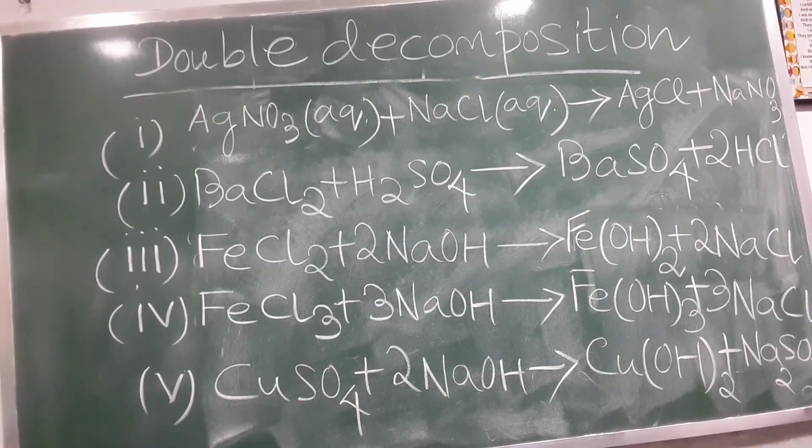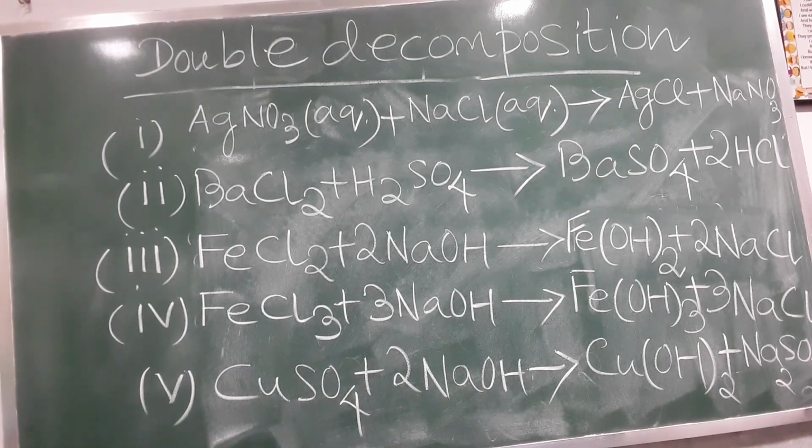Students, I have given some examples of double decomposition reaction. Please write down these reactions and I will explain to you exactly what is happening in this double decomposition reaction. Children, in double decomposition reaction, what happens? Exchange of radicals take place. Yes, exchange of radicals. For example, in the first reaction, an aqueous solution of silver nitrate reacts with an aqueous solution of sodium chloride to form a curdy white precipitate of silver chloride and sodium nitrate.